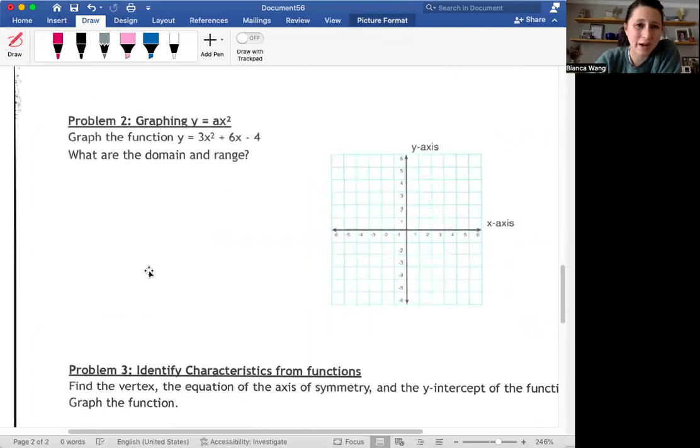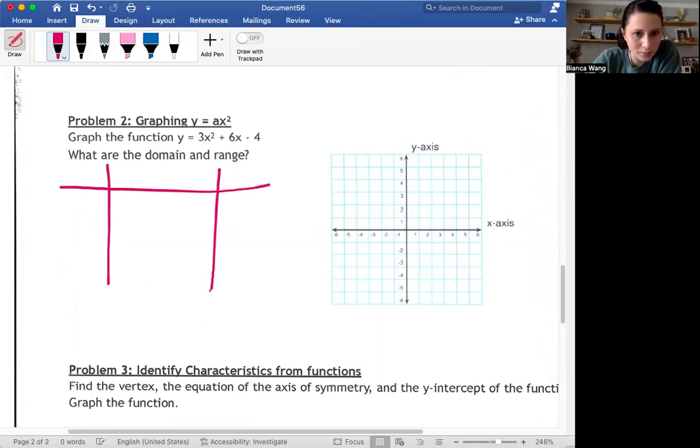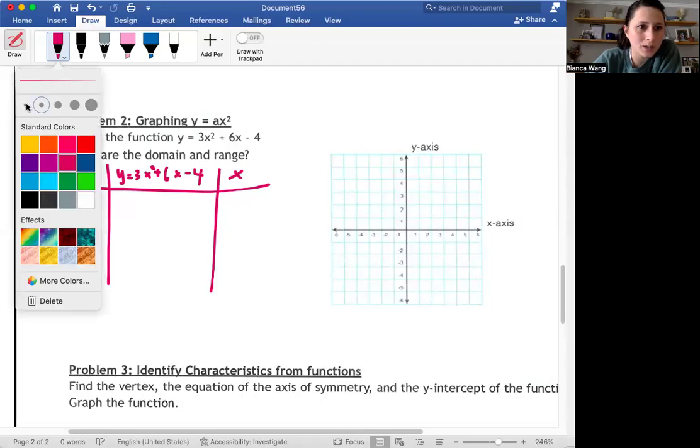Now we're actually going to graph it. So we have a real equation. We need to graph this parabola. And the basic thing that we could do is just create a table and create some points. So we have our y, we have our x, and then we have our actual equation. Y equals 3x squared plus 6x minus 4. Now bear with me, I might have to make this a little smaller.